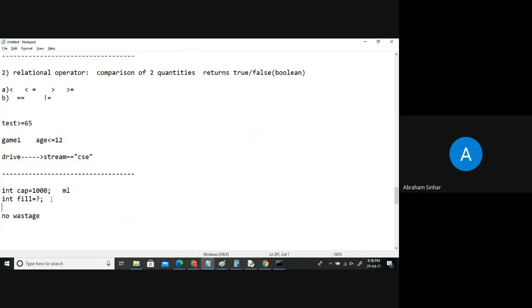Fill is less than capacity, or equal to capacity. Exactly the same, but it should not exceed that. Then only the wastage will be there. So that means we will do some decision making coding when we learn the next chapter, which is decision making. We'll check is the fill quantity less than or equal to this. Then I'll give this message on the screen. Otherwise, we can go for the else message saying that water is wasted, right?